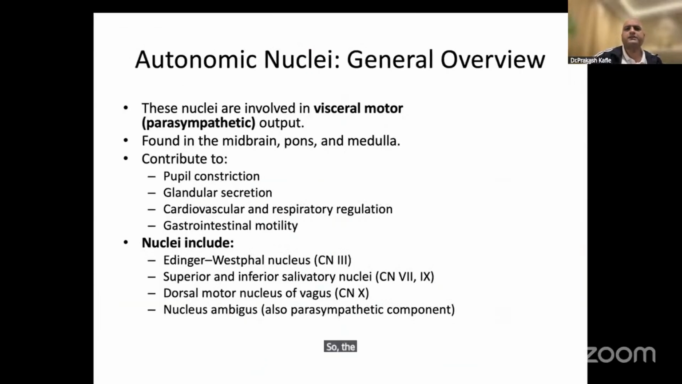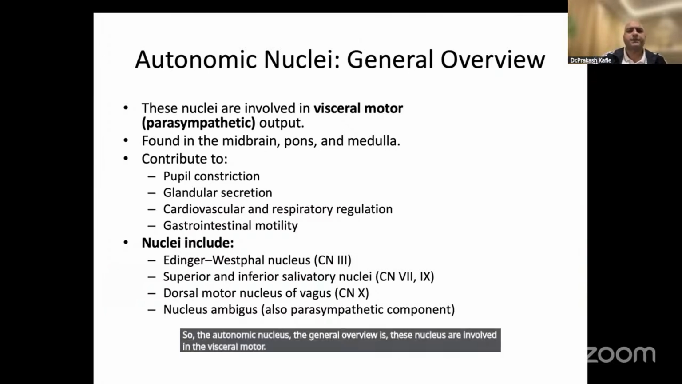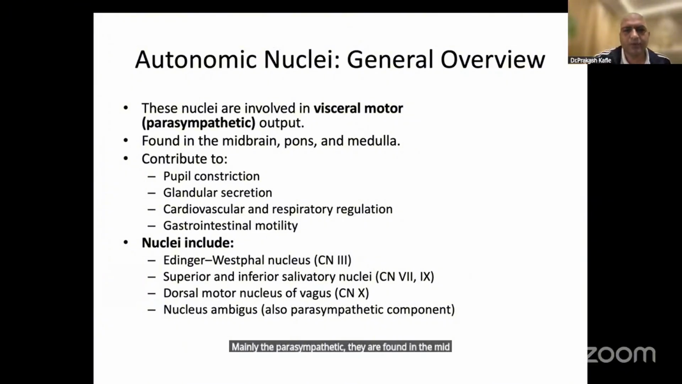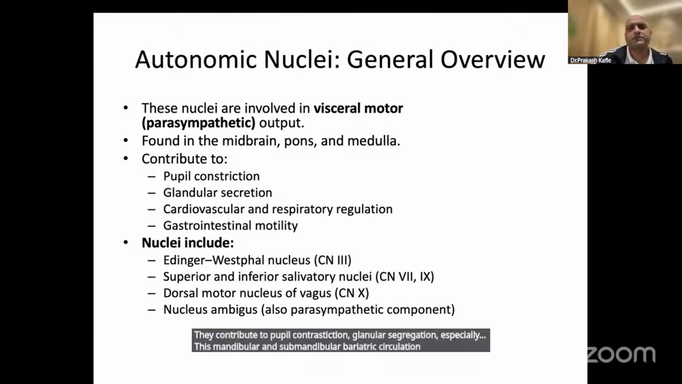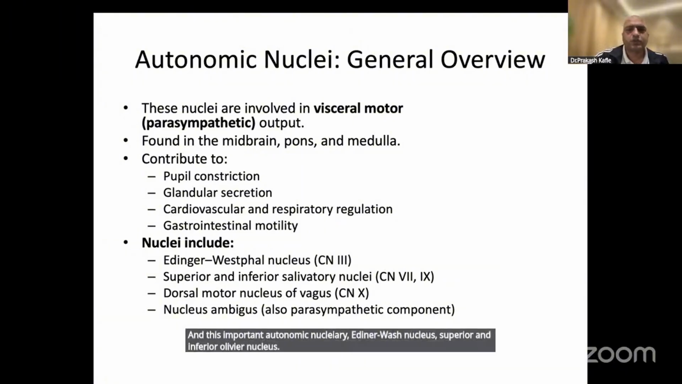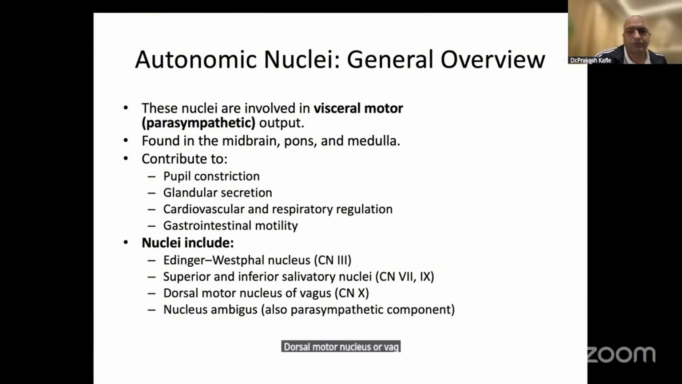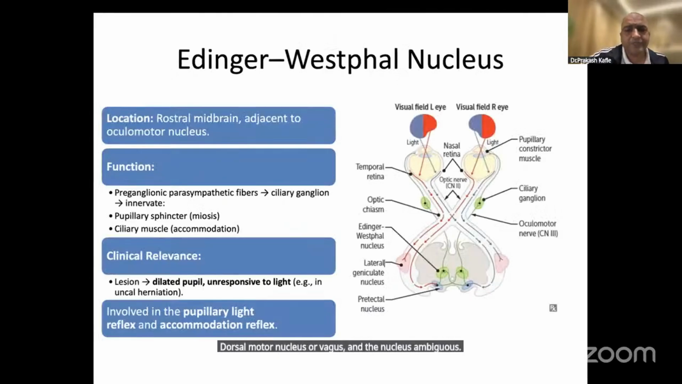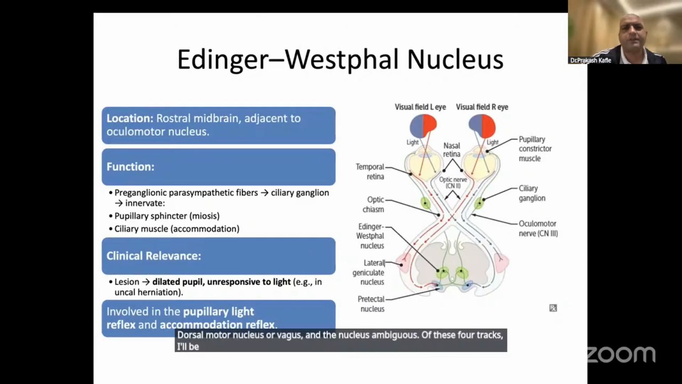So the autonomic nuclei: the general overview is that these nuclei are involved in visceral motor function, mainly parasympathetic. They are found in the midbrain, pons, and medulla. They contribute to pupil constriction, glandular secretion, especially submandibular and parotid secretion, and cardiovascular and respiratory regulation and GI motility. These important autonomic nuclei are the Edinger-Westphal nucleus, superior and inferior salivatory nuclei, dorsal motor nucleus of vagus, and the nucleus ambiguus. Of these four, I'll discuss in brief the Edinger-Westphal nucleus.